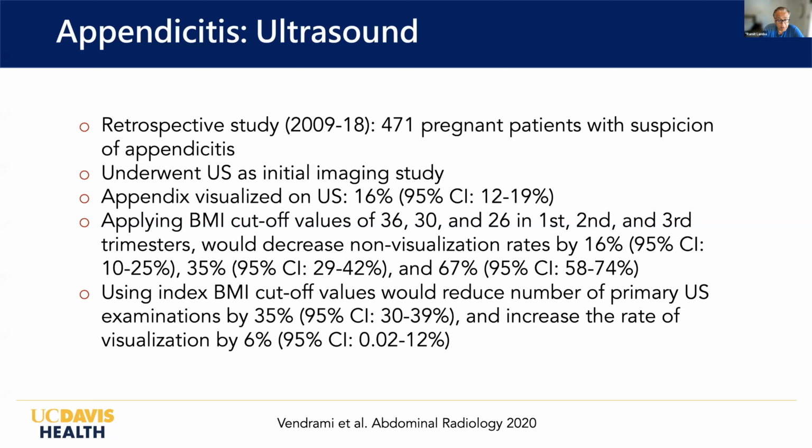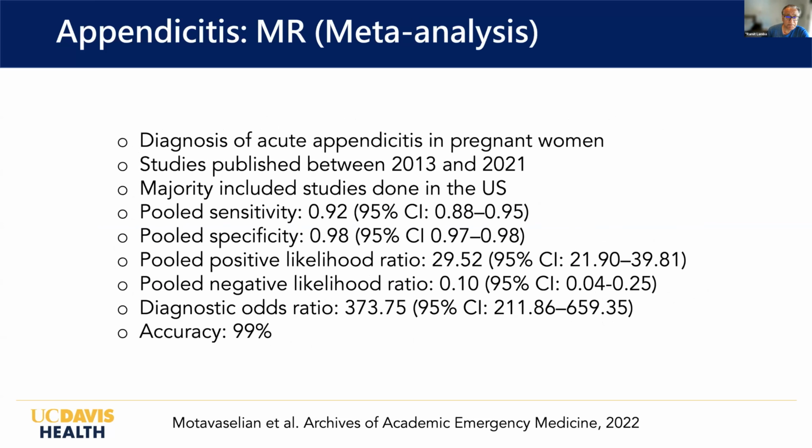So in this study, they did show that there was a correlation in terms of the BMI and the non-visualization rate. So if you used the index BMI cutoff values that they suggested, it would reduce the number of primary ultrasound examinations by 35% and increase the rate of visualization by 6%. So what this really tells us is that if you use these BMI cutoff values that they've proposed for the different trimesters, then you can actually skip ultrasound in those patients and move straight to MR. Essentially, you're saving time, because you have a very high chance of ending up with a non-visualized appendix.